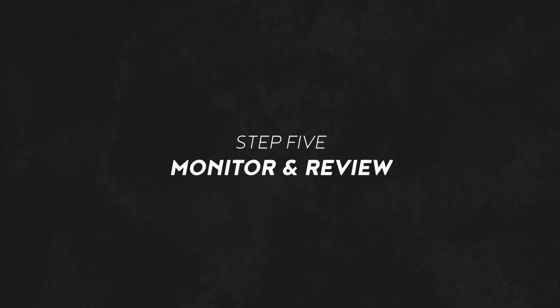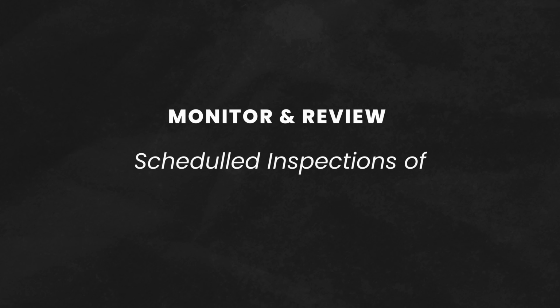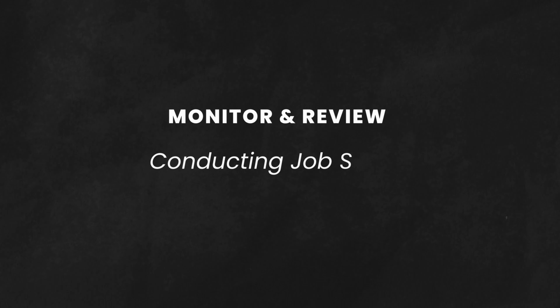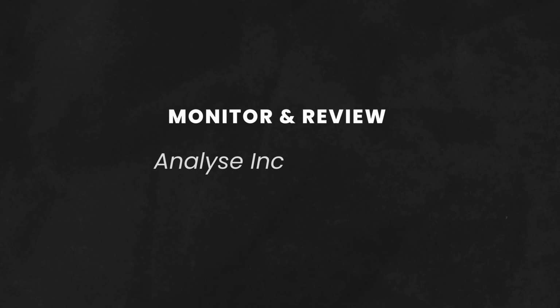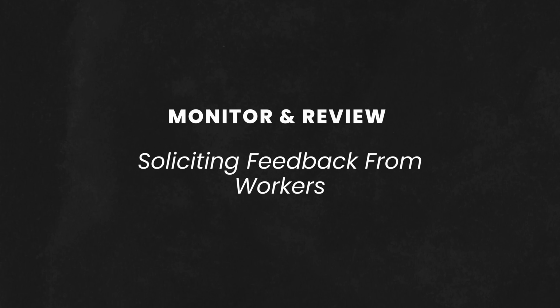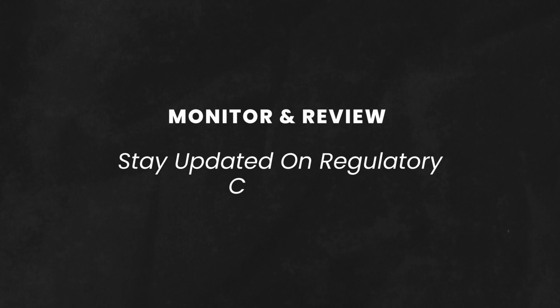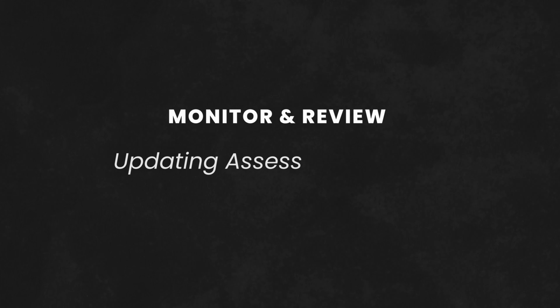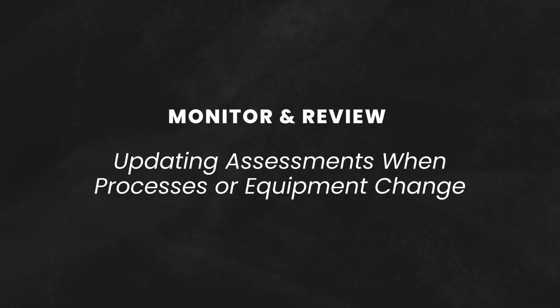The final step is often overlooked, but it's absolutely crucial. You must regularly monitor and review your control measures to ensure they remain effective. This step involves the following: scheduled inspections of control measures, conducting job safety observations, analyzing incident and near-miss data, soliciting feedback from workers, staying updated on regulatory changes, updating assessments when processes or equipment change.